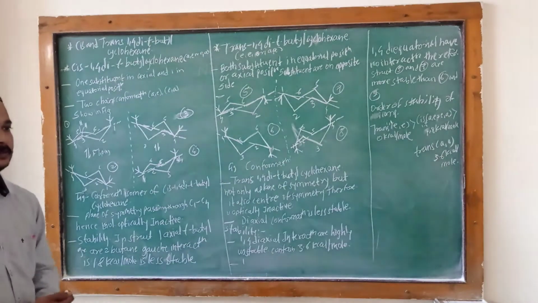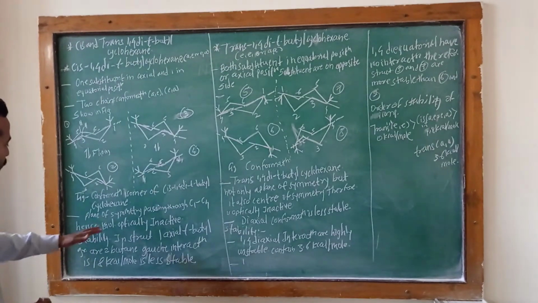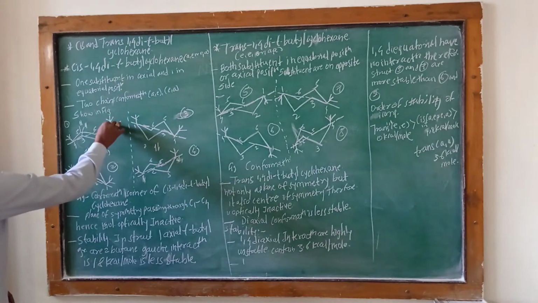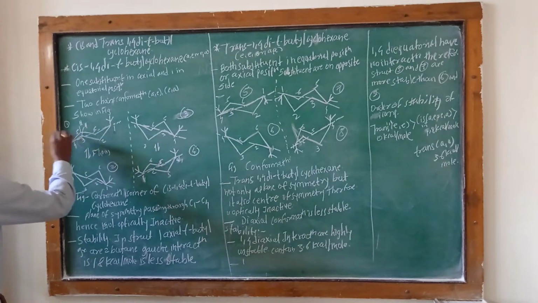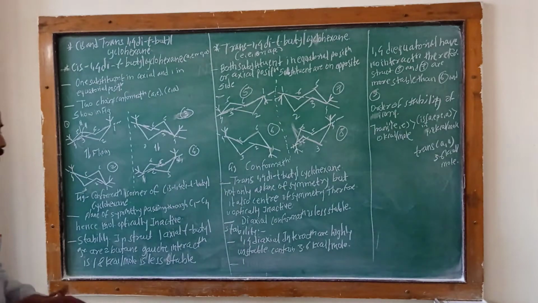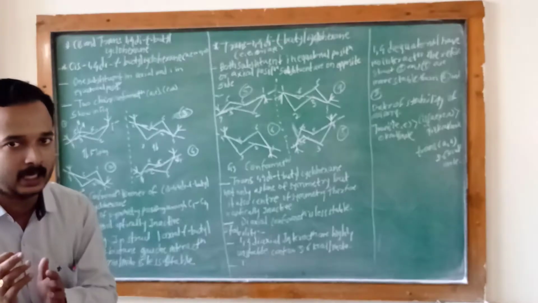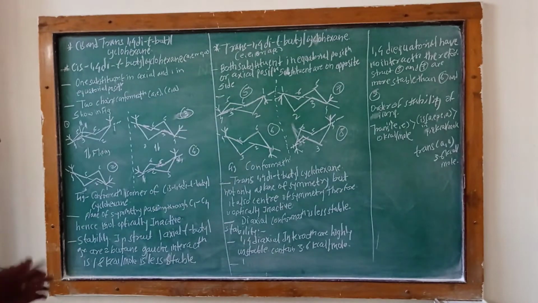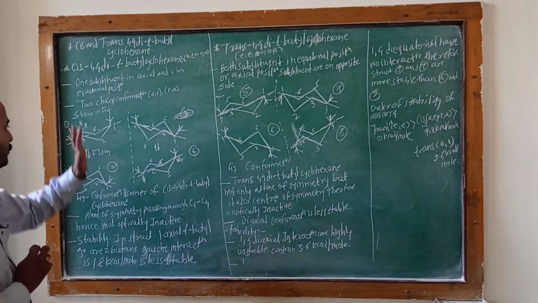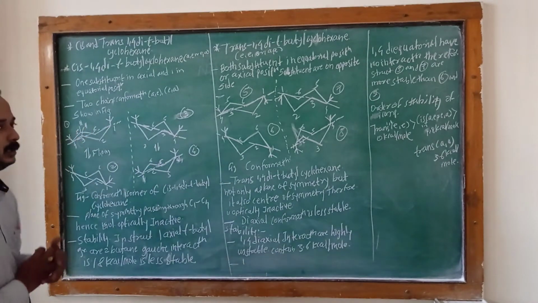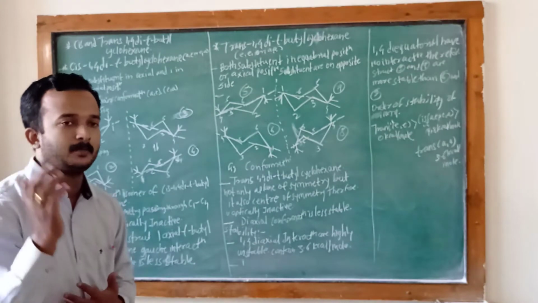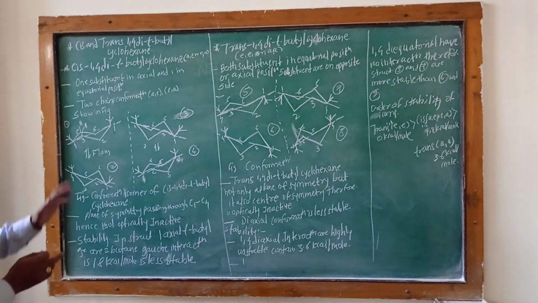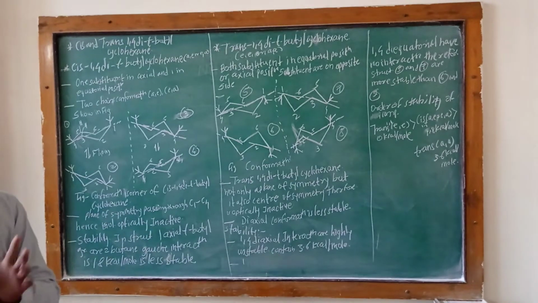This is the two chair conformations: axial, equatorial and equatorial, axial. Now the optical isomerism of 1,4-ditertiary butyl cyclohexane. Look at this structure: the plane of symmetry passes through C1 and C4. Hence, the molecule is optically inactive.